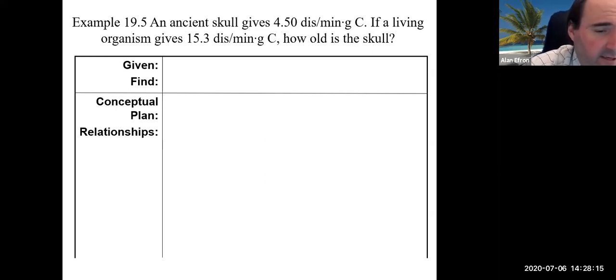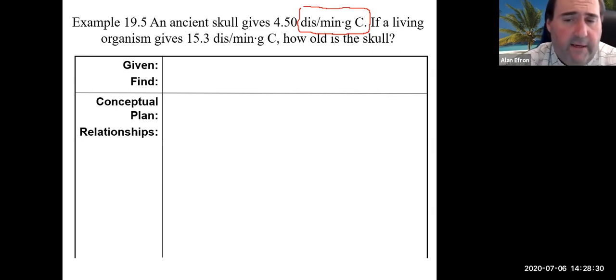If a living organism gives us 15.3, how old is the skull? You may say, well, that's a lot of words right there. So what is all of this? So let's talk about what that basically is. That is basically a unit of radioactive decay. And what that means is disintegrations per minute.